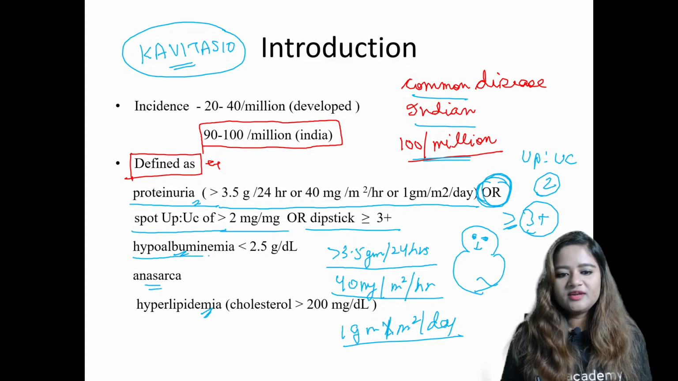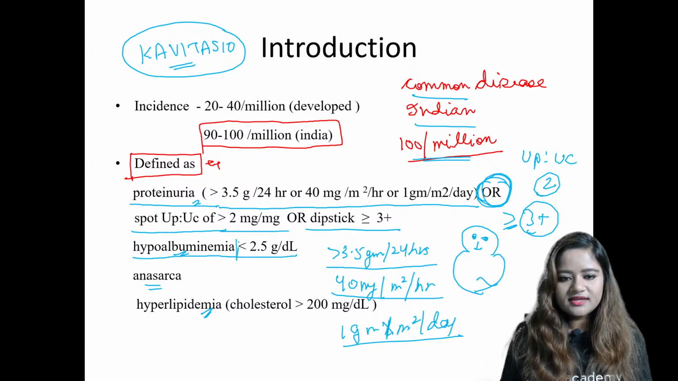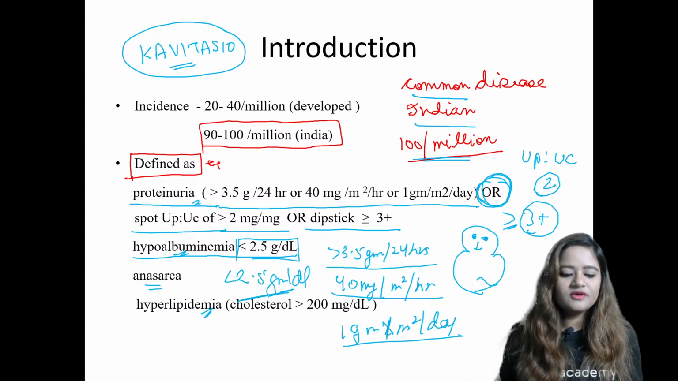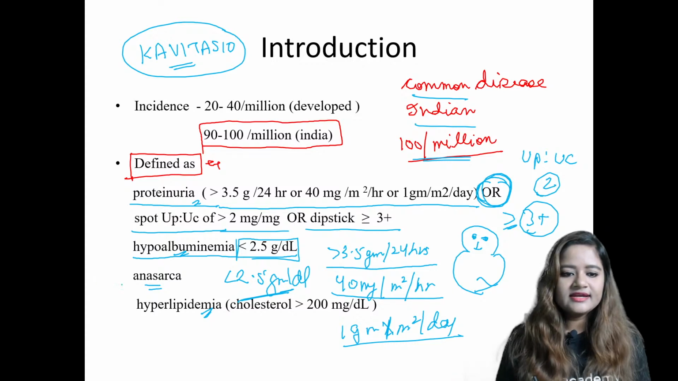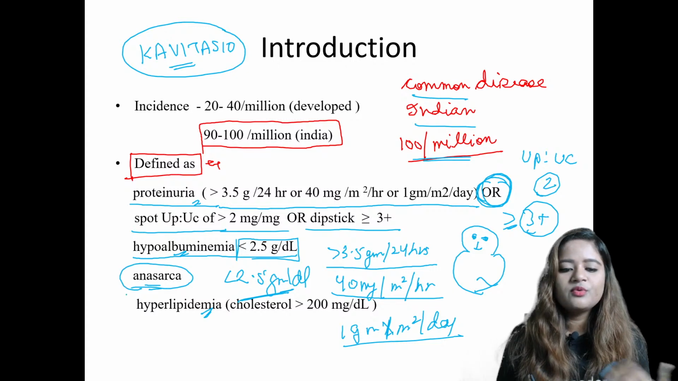Apart from this, और supportive चीजें क्या होती है? You would have hypoalbuminemia. Albumin कितना कम हो जाता है? Cut off is 2.5. 2.5 grams per deciliter is the cutoff for hypoalbuminemia. So your albumin is going to become less. NSR का क्या है? There is generalized body swelling.